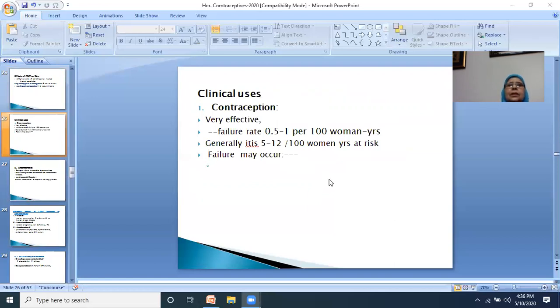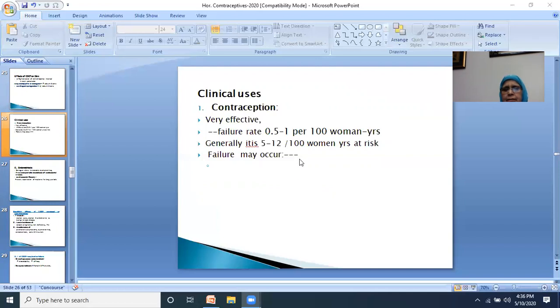Now clinical uses. They are oral contraceptives, so the main use is contraception. They are very effective. Failure rate is only 0.5 to 1 per 100 women per year if complete adherence is followed. But generally we see that it is 5 to 12 per 100 women-years at risk.